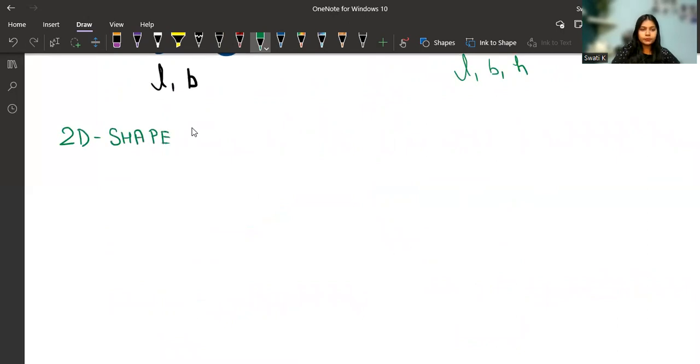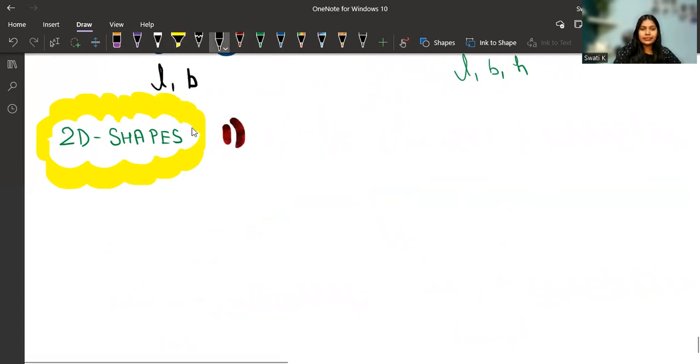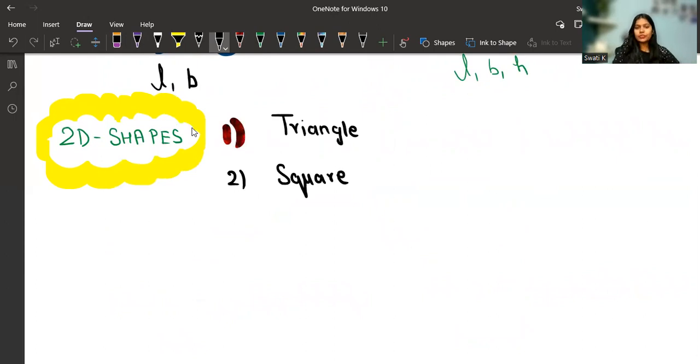and I will write down some examples of 2D shapes. Okay, so a very first and very common one we can start with is a triangle, right? The next one is called square. It can be in any order, right? So triangle, square, then rectangle, then you can say rhombus.